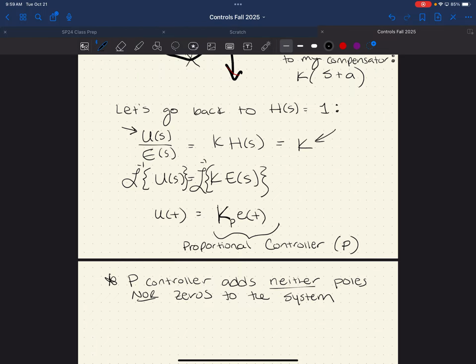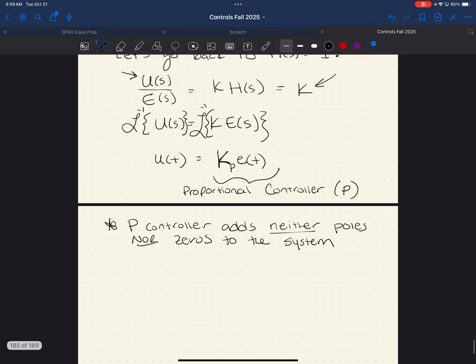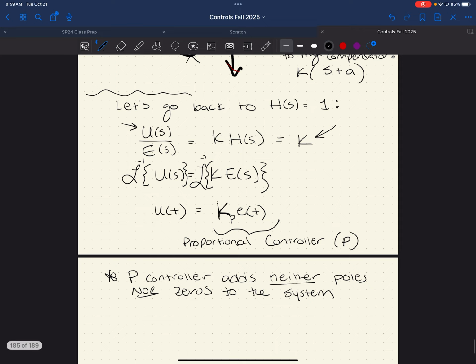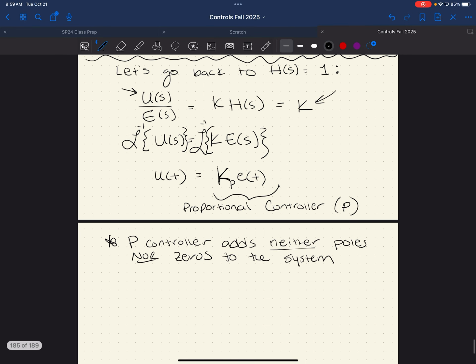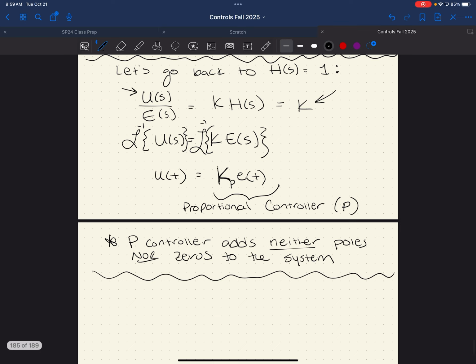All right, let's kick it up a notch. Let's look at what happened when we added that 0 to our system. So I'm going to cordon these off because these are different things we're going to try for H of s. So now let's try H of s equals K s plus a.